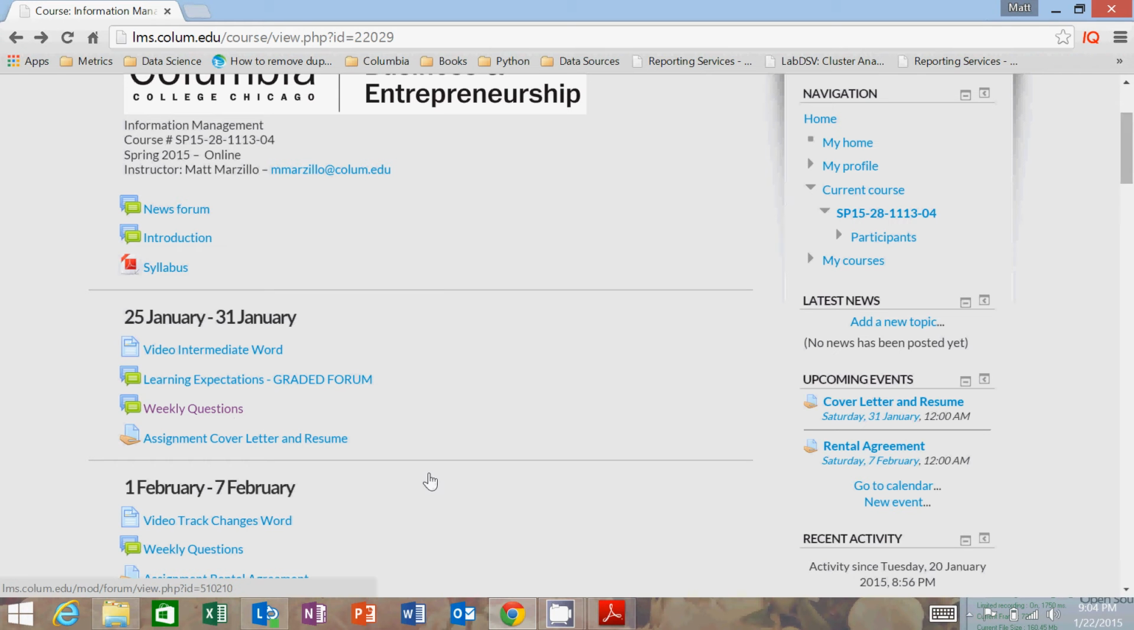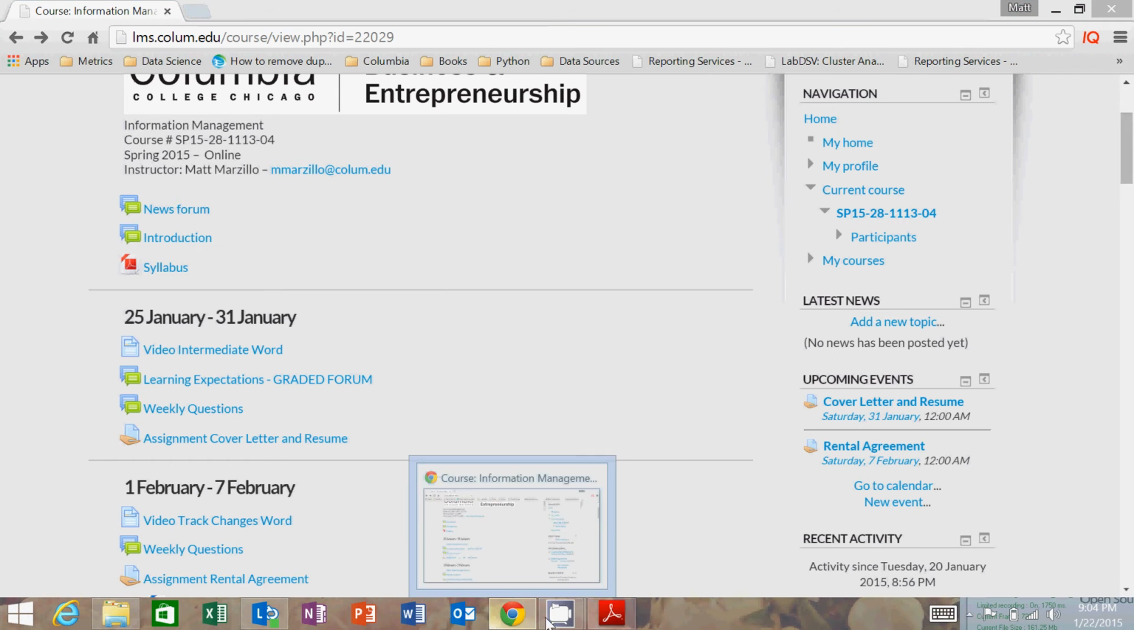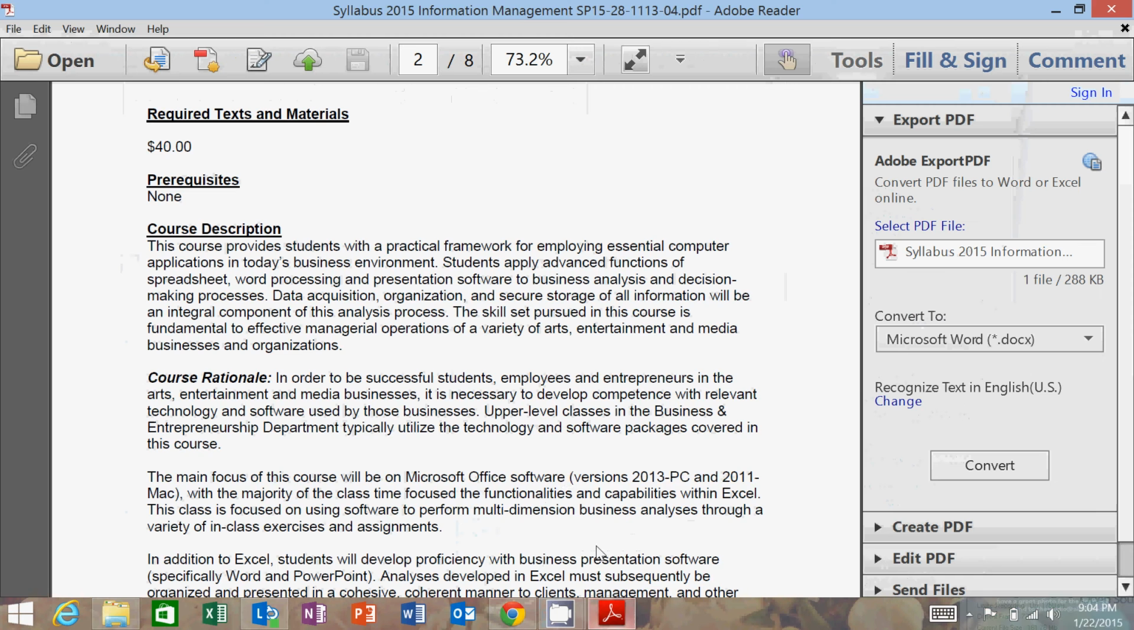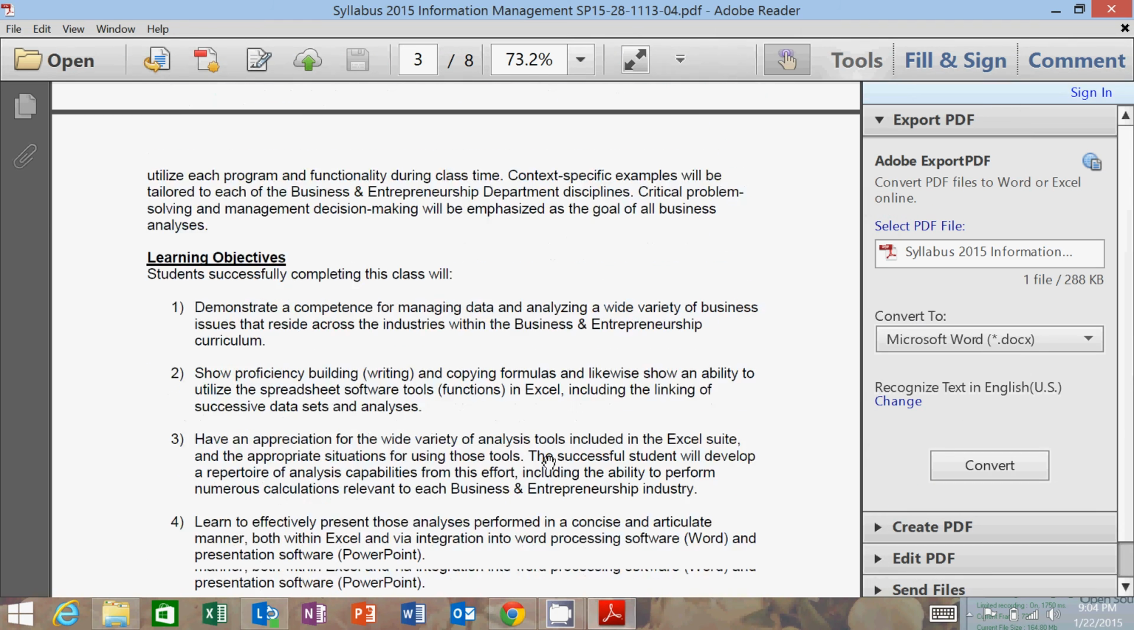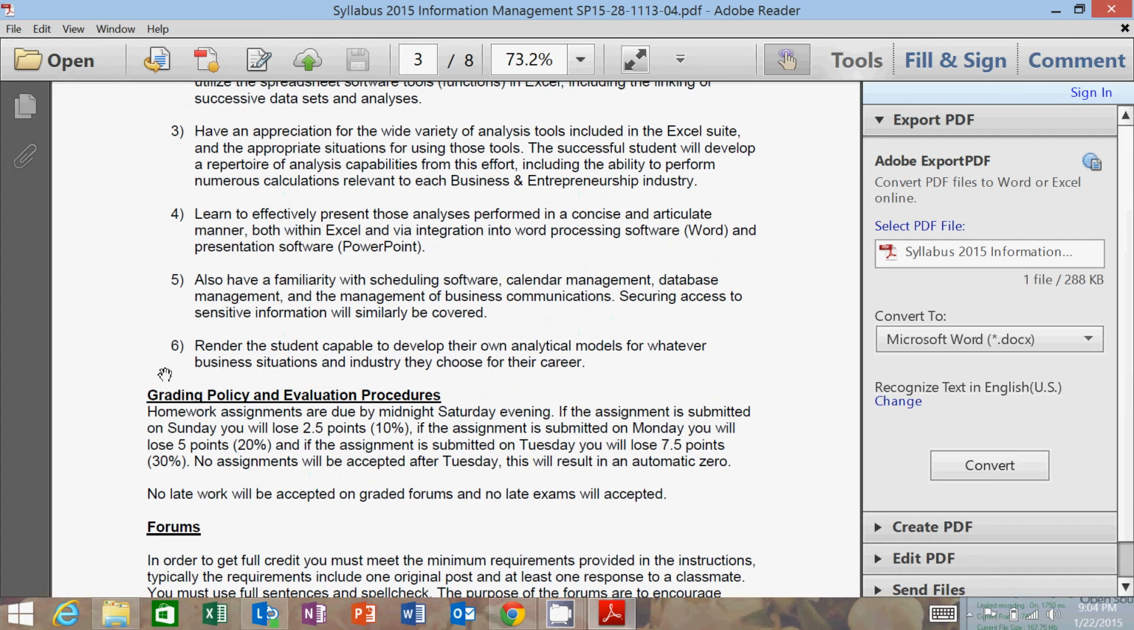Since we're on the topic of homework, let's go back to the syllabus, which does not want to work for me. The grading policy. All the homework is due Saturday evening. If you send it to me a day late on Sunday, you're going to lose 2.5 points or 10%. If you send it to me 2 days late on Monday, you'll lose 5 points or 20%. If you send it to me on Tuesday, that's 3 days late, you're going to lose 7.5 points or 30%. After that, don't bother submitting the homework. You're going to get 0 points for the assignment.